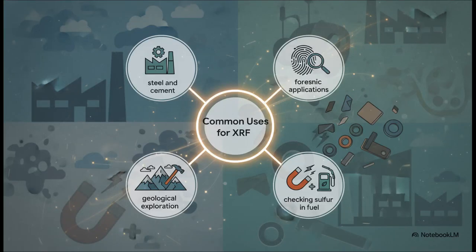And because it's so good at just figuring out what's in something, you find XRF being used absolutely everywhere. I mean, it's in factories making sure steel and cement have the perfect chemical recipe. Geologists are out in the field with it, hunting for valuable ores. It's used for sorting scrap metal, by forensic teams to analyze evidence. You can even use it to check the sulfur in diesel fuel to make sure it's meeting environmental rules. It's fast, it's versatile, and it doesn't destroy the sample. It's just a total workhorse, which is why it's such a critical tool in so many industries.